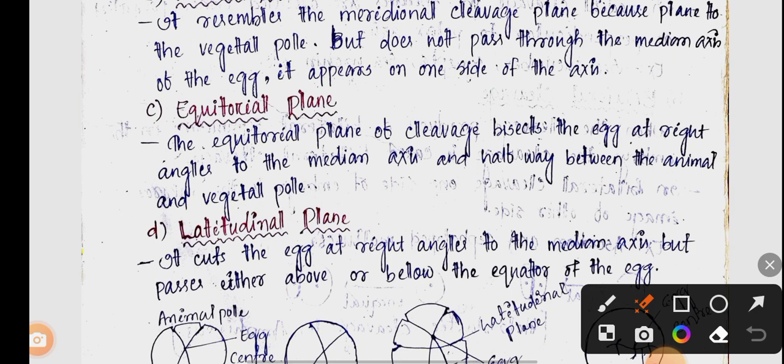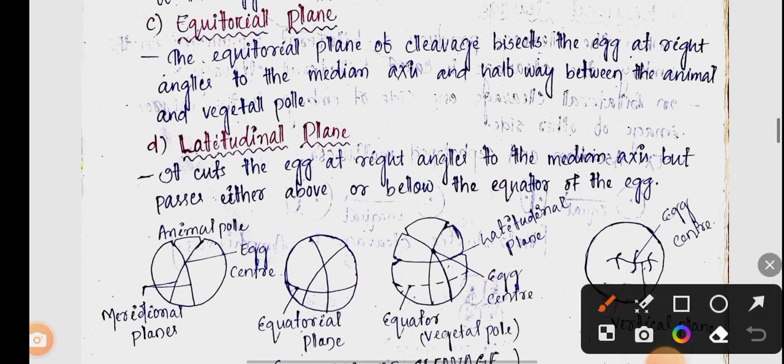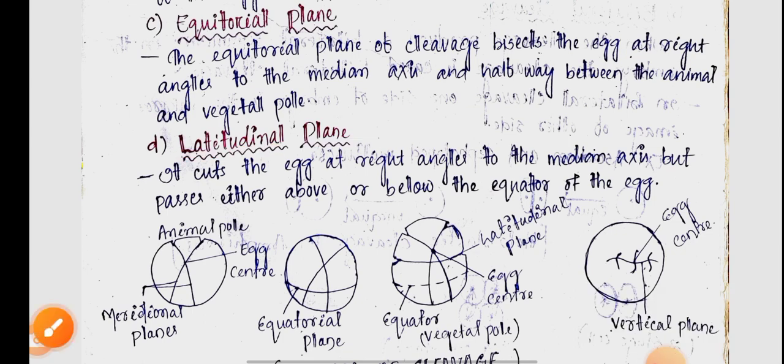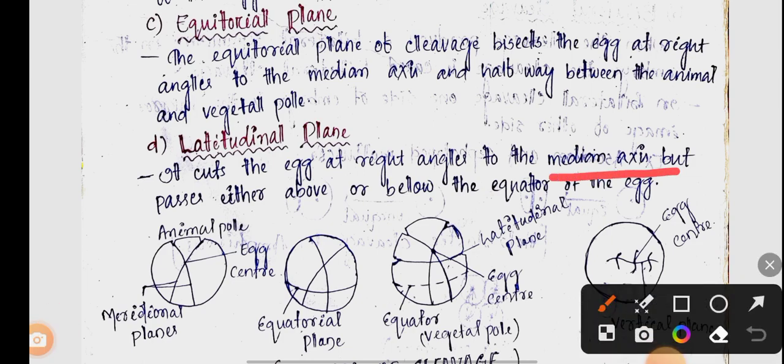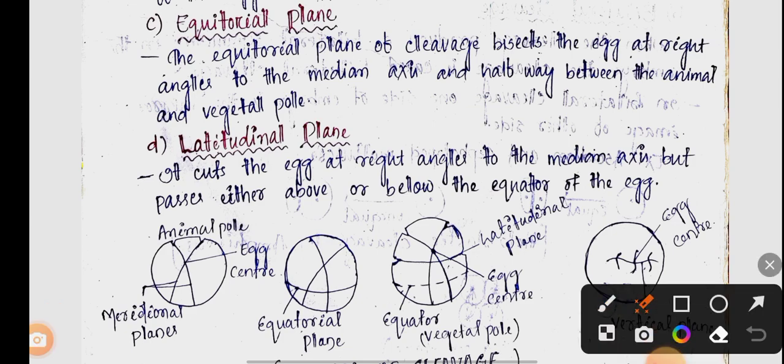Number four, latitudinal plane. It cuts the egg at right angles to the median axis but passes either above or below the equator, toward the animal pole. It is the example.